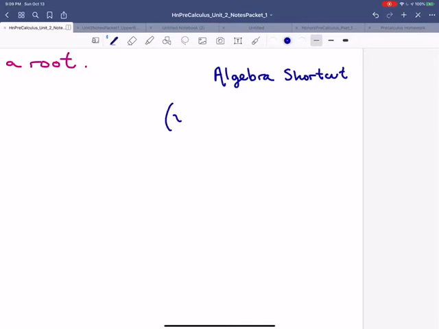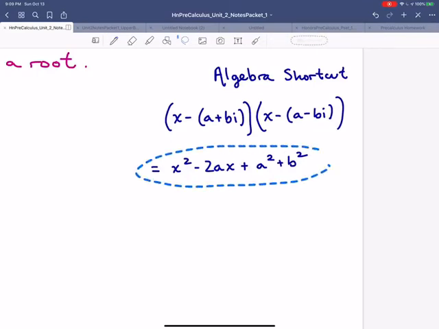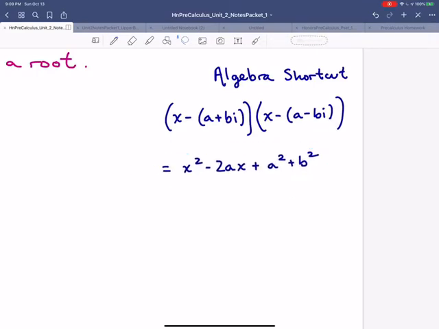If you are multiplying x minus a plus bi by x minus a minus bi, what you are going to get is x squared minus 2ax plus a squared plus b squared. So that means if you're multiplying x minus a complex number by x minus the complex conjugate, you can use this as a formula to immediately write down the resulting quadratic.